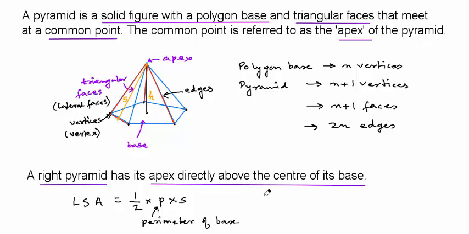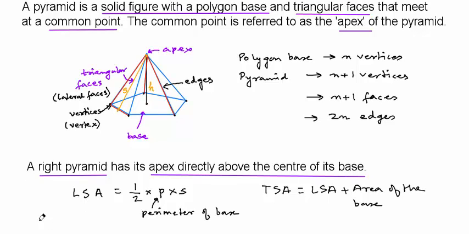So we have total surface area is equal to the lateral surface area plus the area of the base. And that's pretty logical. The total surface area of the shape is going to be the surface area of each of these triangles plus the area of this polygon on the base. I have to say here that the base can also be a triangle. Let's not forget that. If the base is a triangle, we call it a triangular pyramid. If the base is a square, we call it a square pyramid, and so on.